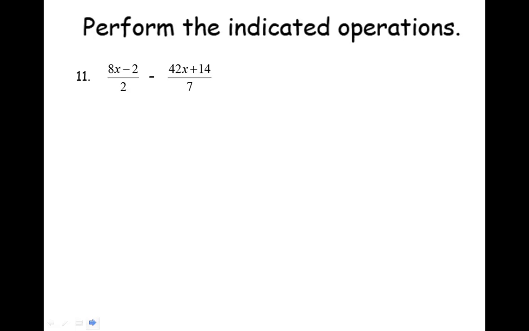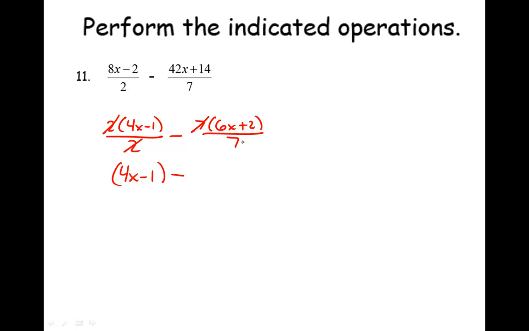Number 11. Now, there are several ways we can do this problem. First of all, you may see that we could factor out a 2 in the first term, which would leave us with 4x minus 1 over 2. Then there's a subtraction. And as you can see from the second term, it looks like we can factor out a 7 on the numerator as well, which leaves us with 6x plus 2 over 7. Now that we have a 2 and a 7 in front of our parentheses, we could reduce. 2 goes into 2 one time, so I'm left with 4x minus 1 minus the 7's reduce, 6x plus 2.